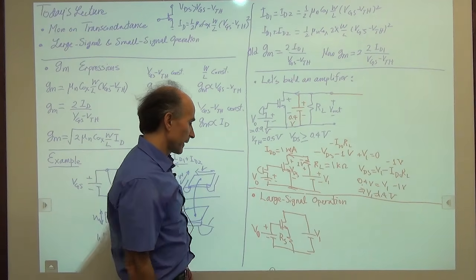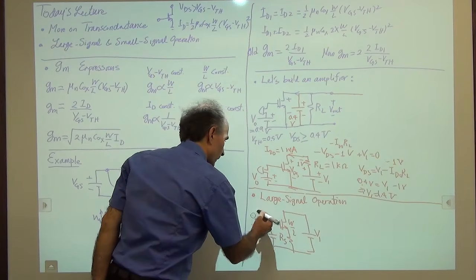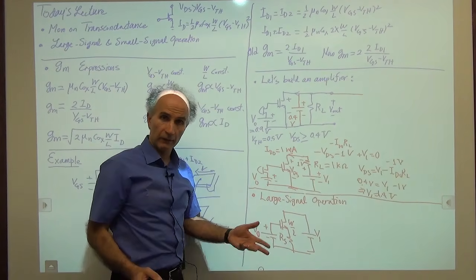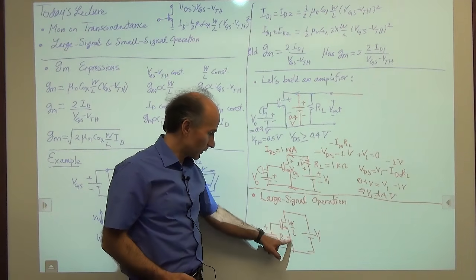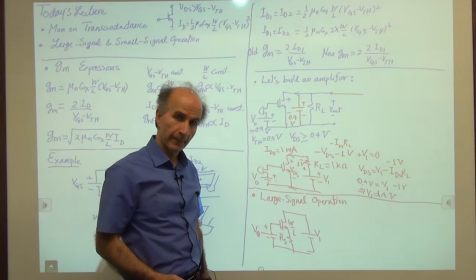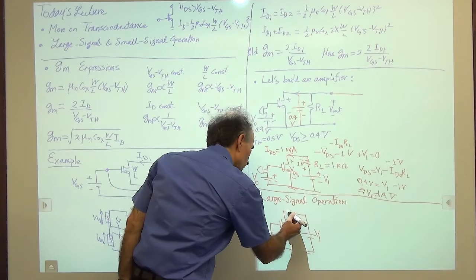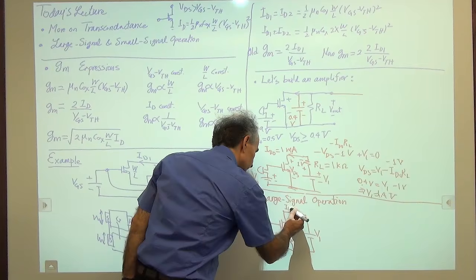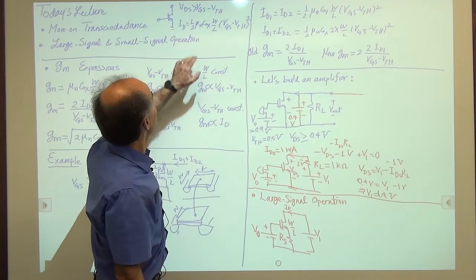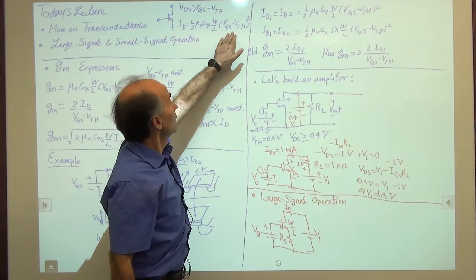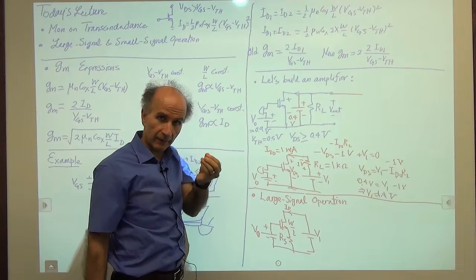All right, suppose that I have everything I need to know. I have W over L, I have mu n C ox, threshold, everything else, and I would like to find the current that flows through this MOS device. All right, so here's what we are trying to find, ID. So we have mu n C ox, W over L, and we have VTH, the threshold of the device. These are properties of the device itself.